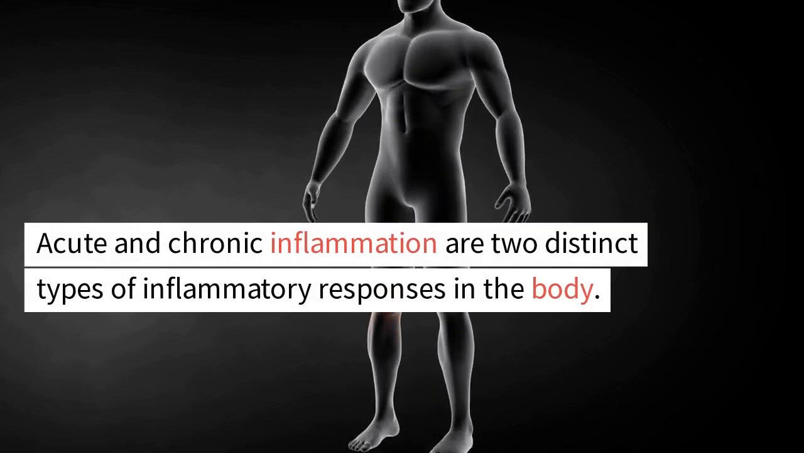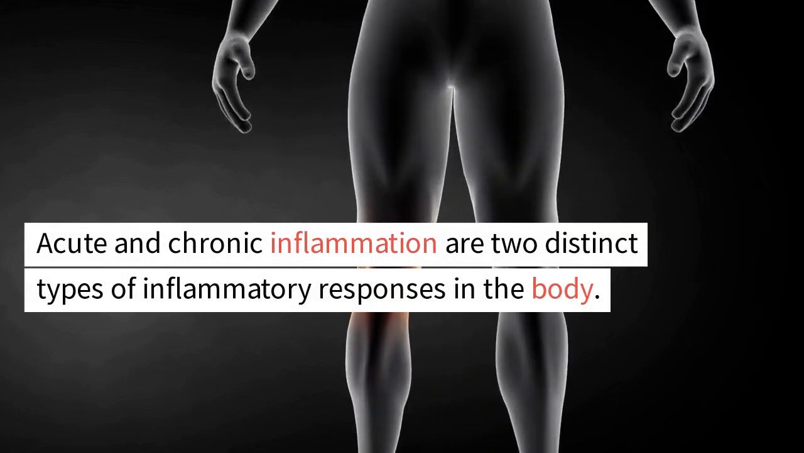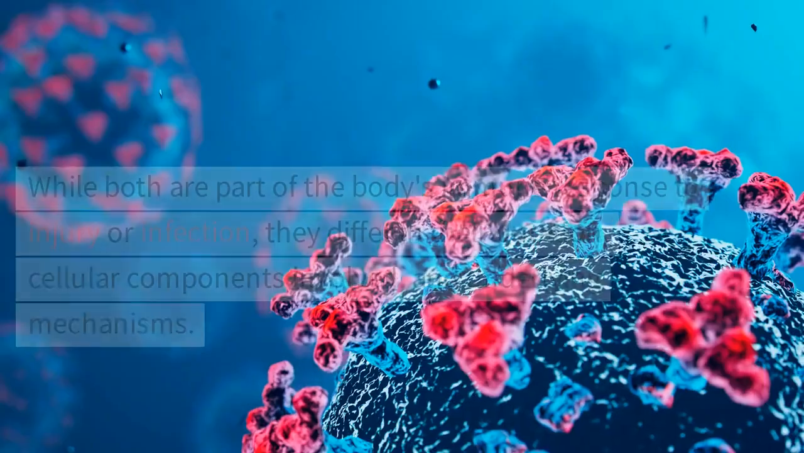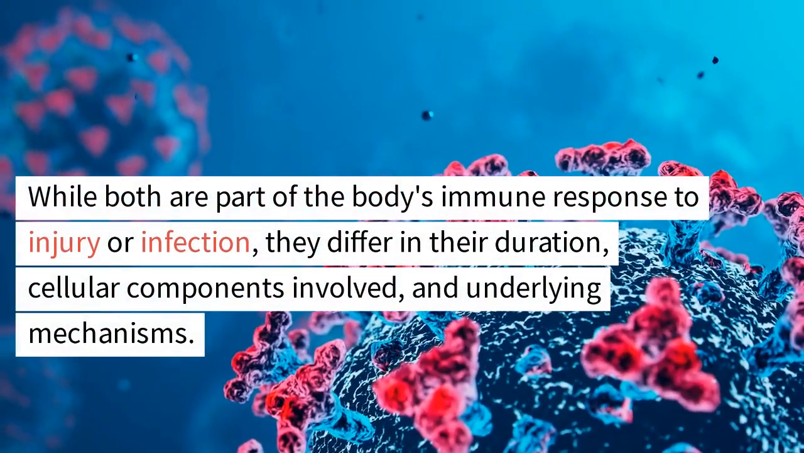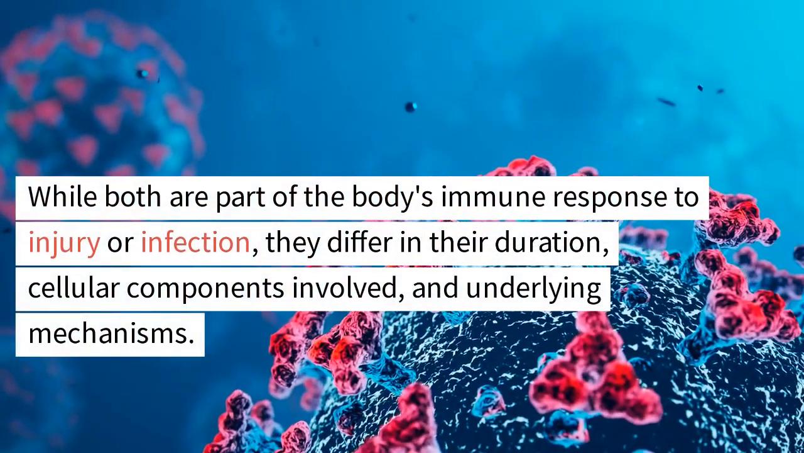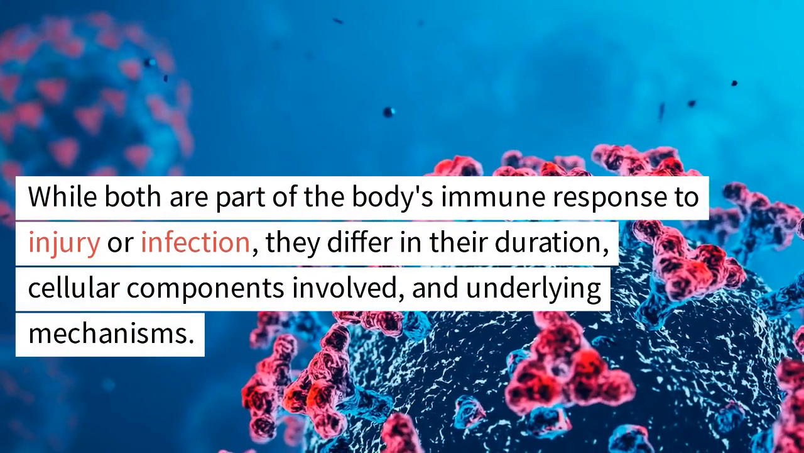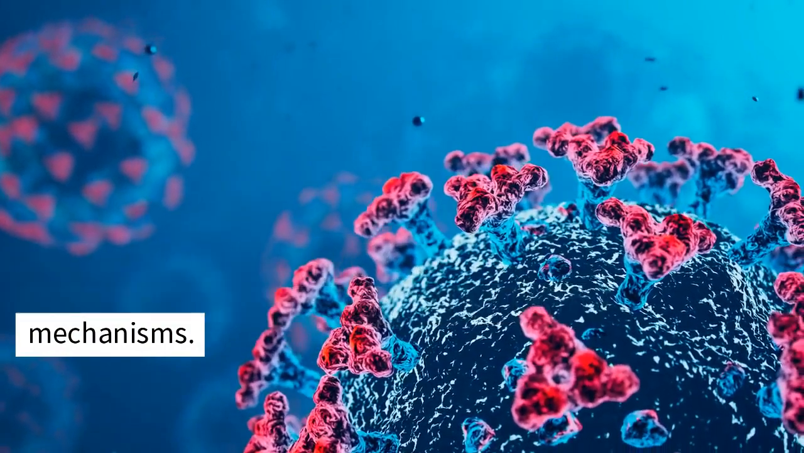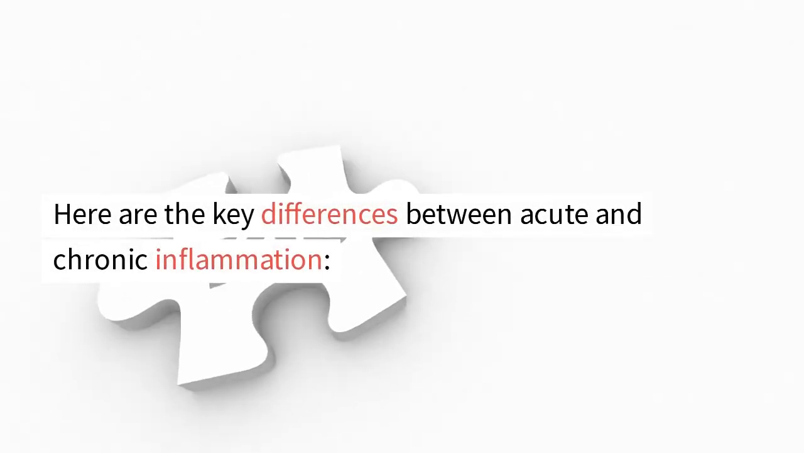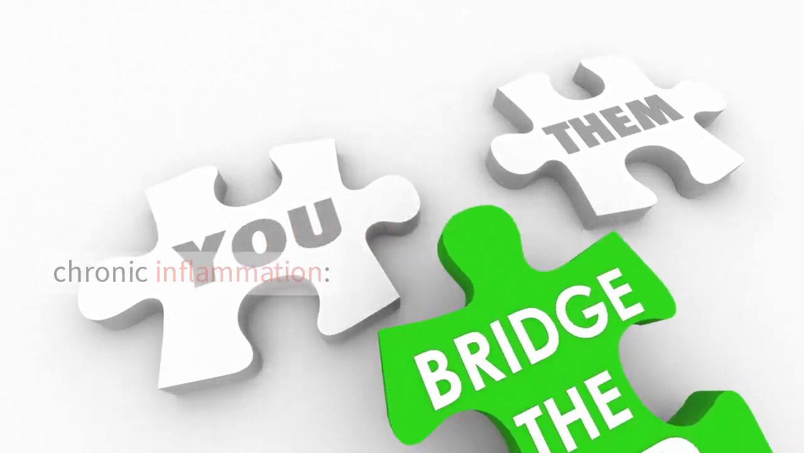Acute and chronic inflammation are two distinct types of inflammatory responses in the body. While both are part of the body's immune response to injury or infection, they differ in their duration, cellular components involved, and underlying mechanisms. Here are the key differences between acute and chronic inflammation.